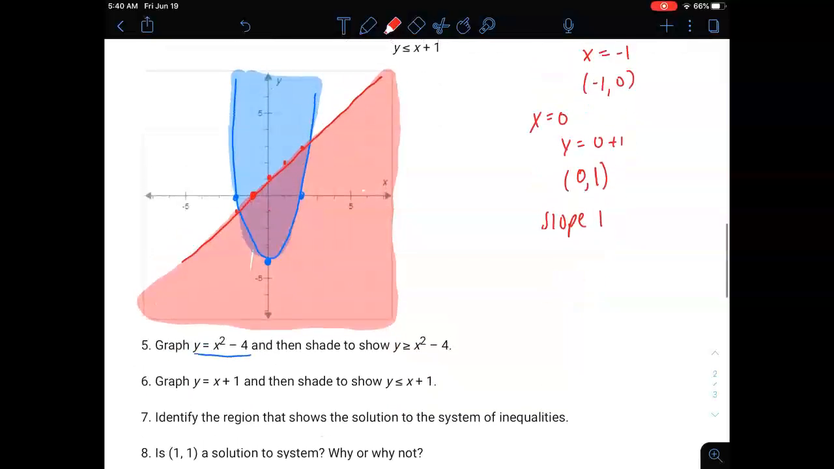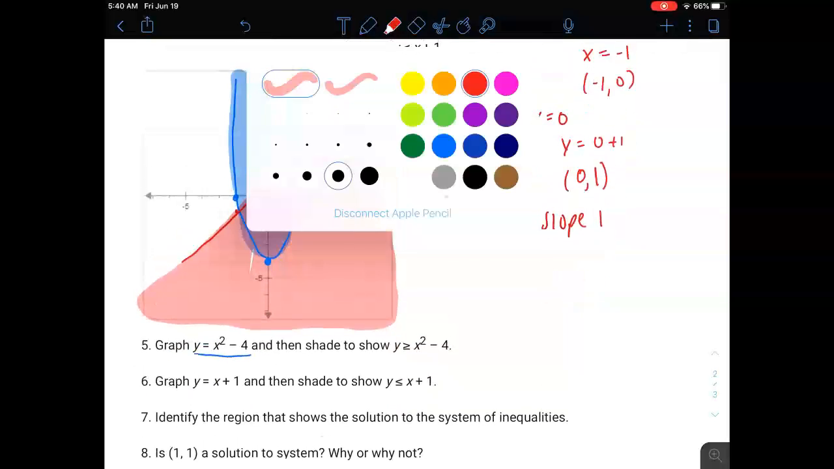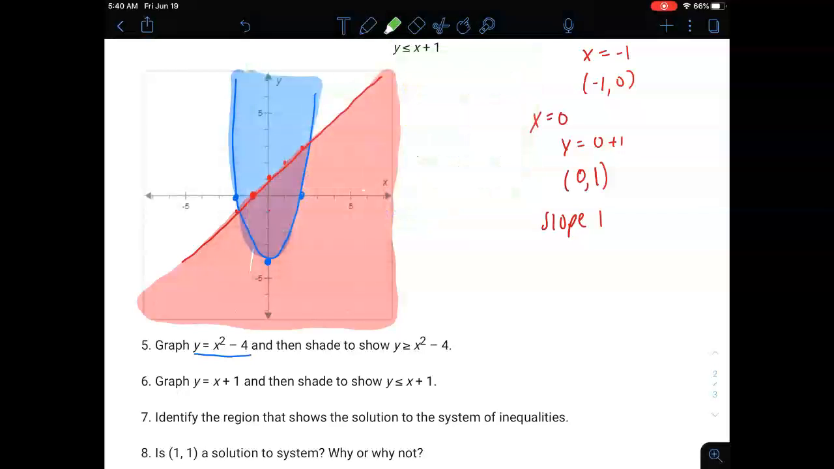All right. Identify the region that shows the solution to the system of inequalities. Well, that's going to be this region here, right? That middle region, that overlapping region. So right there.